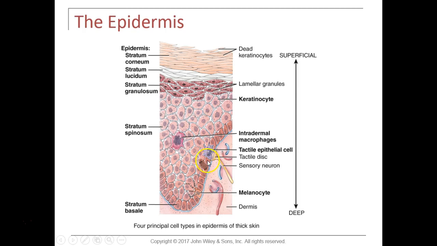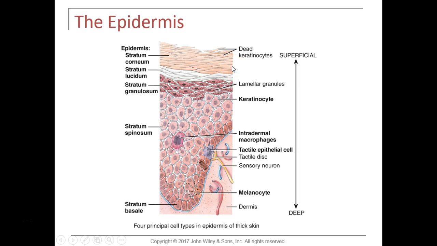Now, the stratum corneum is the thickest on the palms of your hands and the soles of your feet. It can get up to about 50 rows of cells or so, but there are places on your body where the stratum corneum is fairly thin with respect to the number of rows of cells, like the outside of your eyelid. Fairly thin stratum corneum relative to the palms of your hands and the soles of your feet, let's say.